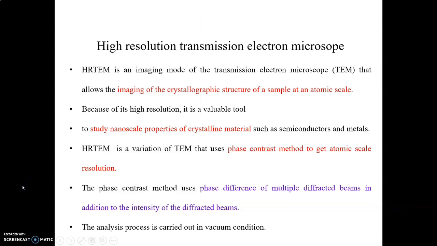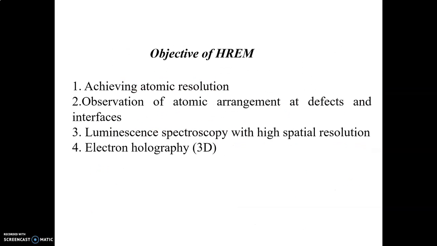HR-TEM is nothing but the high resolution transmission electron microscope. It is an advanced technique of TEM electron microscopy. Here we are able to image the crystallographic structure of the sample at an atomic scale. In this method we can get two different images. Okay, so this is the principle of TEM.